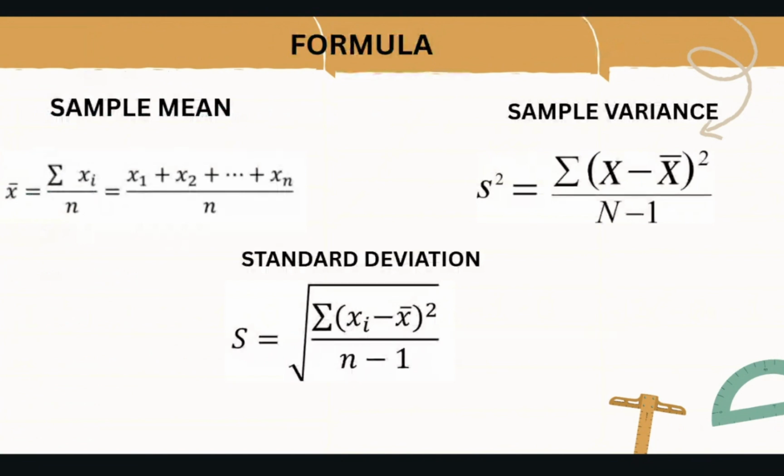Now let's proceed to the formulas. The formula for the sample mean is the summation of X over N. The variance is equal to the summation of quantity X minus X bar raised to 2 over N minus 1. And for standard deviation, S is equal to the square root of the summation of X minus X bar raised to 2 over N minus 1.